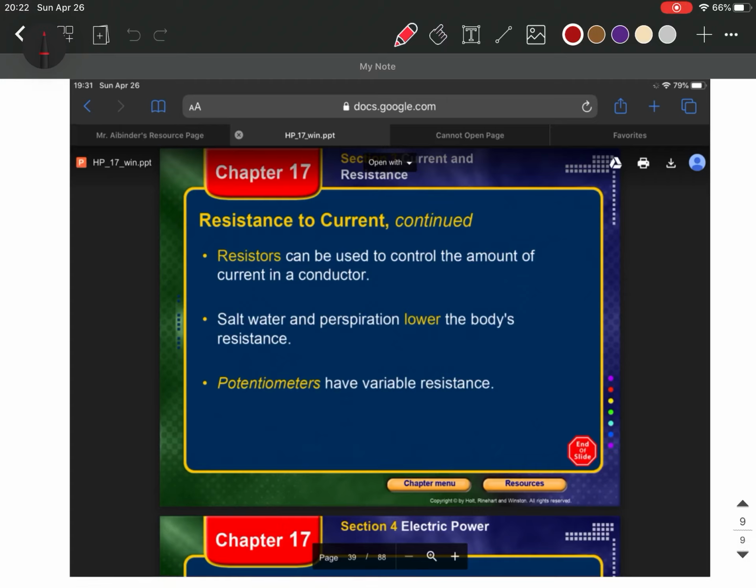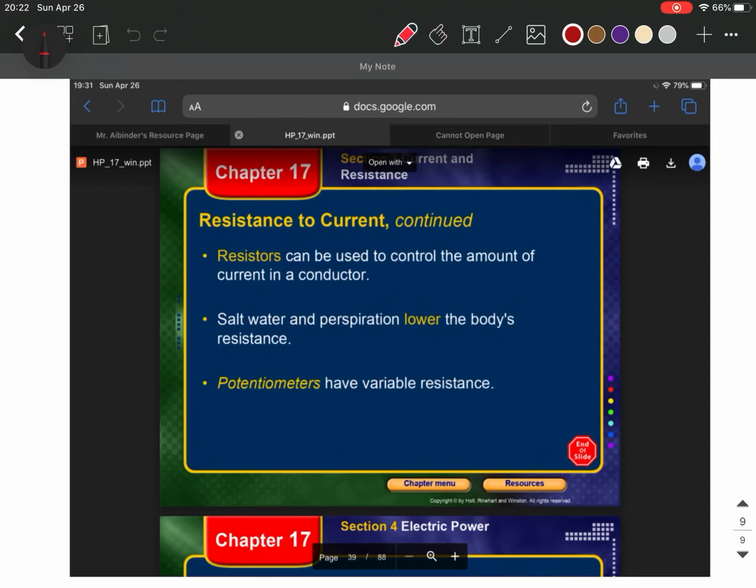So before you do your assignment, you want to make sure you read pages 594 through 602 in your book. It's a short reading, just some very basic paragraphs, mostly pictures. You want to read that because these are some of the main concepts from that reading. Resistors can be used to control the amount of current in a conductor. Salt water and perspiration lower the body's resistance. Just some basic concepts, like general facts.